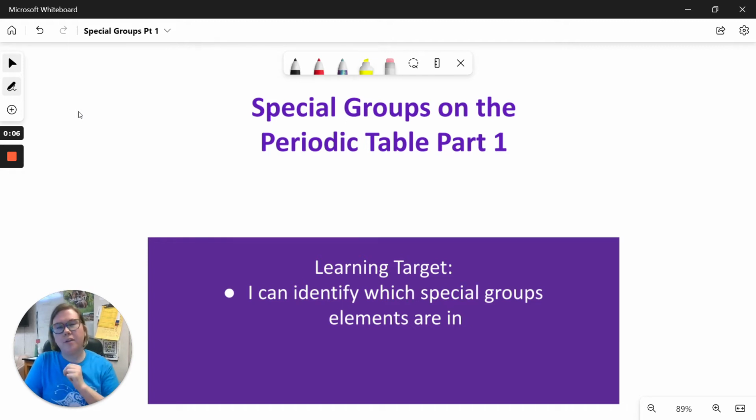So you do have a second part that's related to this that you will watch a little bit later. Our goal with this is to identify which special groups elements are in. This tells us a lot of information about those elements because it follows a lot of patterns, and it helps us to read the periodic table and find the things that we're looking for.